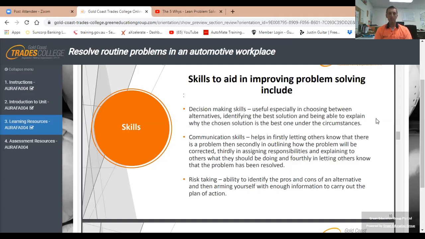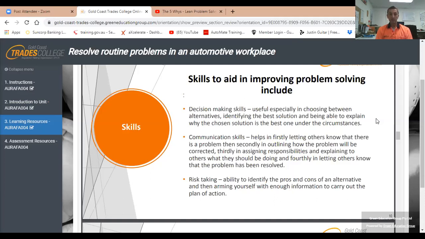Another one which is hugely important is communication skills. Communication helps in letting others know that there is a problem. Then secondly, outlining how the problem will be corrected. Thirdly, in assigning responsibilities and explaining to others what they should be doing, and also letting others know that the problem has been resolved. So communication skills are particularly important, making sure others can understand what you're trying to say and what you're trying to get across. So work on your own communication skills and your vocabulary.